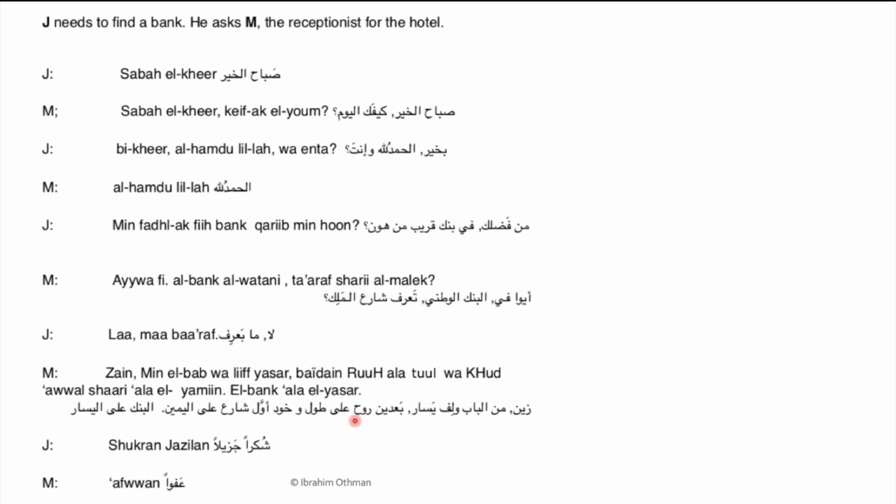Then go straight. So you could either say روح على طول or امشي على طول. Both of them are correct. Choose one. وخذ أول شارع على اليمين. خذ is take. أول شارع, first street. على اليمين, on the right hand side. البنك على اليسار. The bank is on the left.